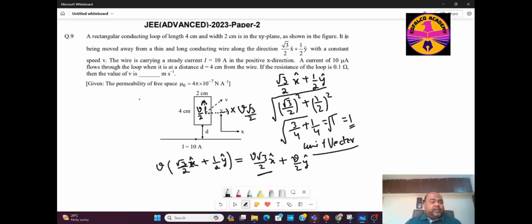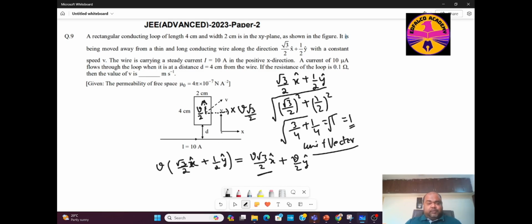Now the next thing it is telling is that the wire is carrying a steady current I equal to 10 ampere in the positive x direction. We see that there is a wire placed at some distance from this entire coil, and it is carrying a current of 10 ampere, flowing in the positive x direction. So fine, that's also given.